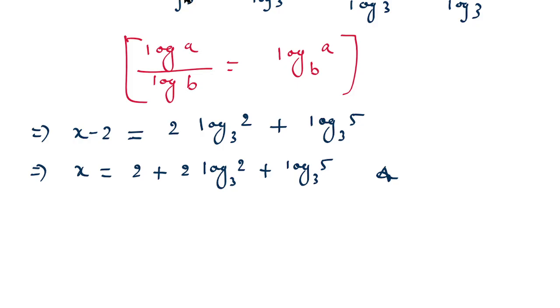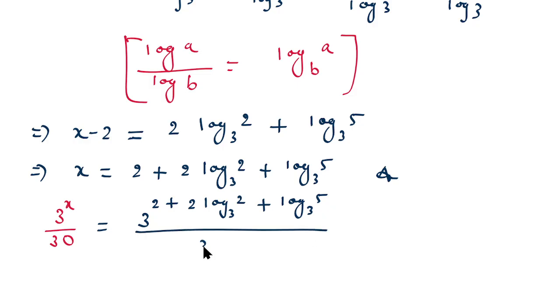How can we check here? By taking the LHS, sorry, that is 3 to the power x upon 30, which should be equal to 6. If we put the value of x here, we should get 6, and we can say that x is this value only. So now we put 3 to the power 2 plus 2 log 2 base 3 plus log 5 base 3, upon 30.